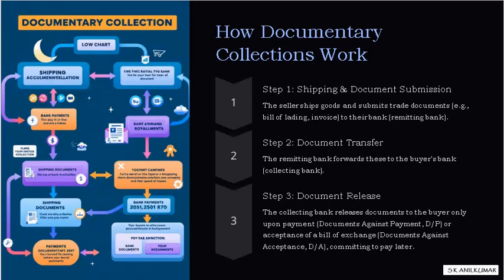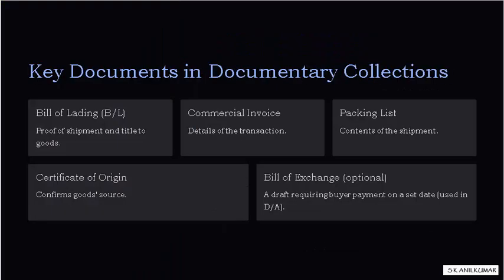So document release and document transfer are controlled by the documentary collection through the bank. The seller ships, the buyer pays or accepts to pay. The key documents are mostly shipping documents and sometimes financial documents. Financial documents are a bill of exchange.